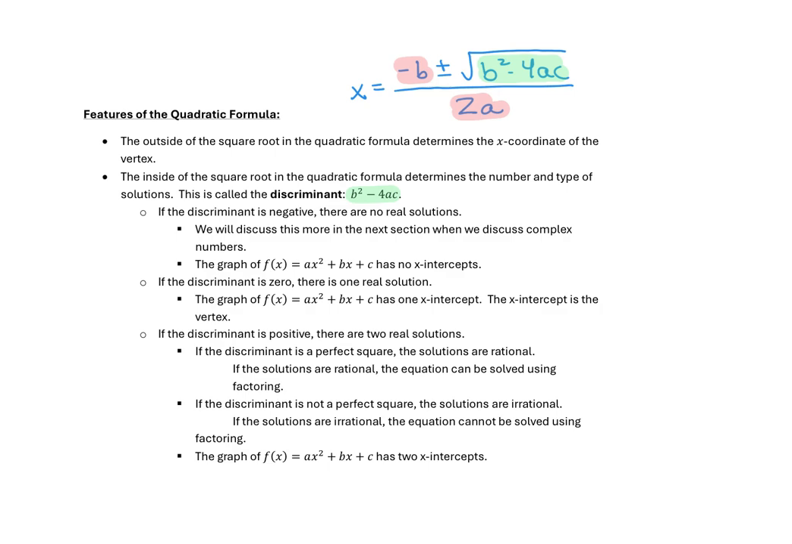The first one we're going to look at is if the discriminant is negative. If the discriminant is negative, there are no real solutions. And why is that? We cannot take square roots of negatives in the real number system. And so if we have no real solutions, then we also have that the graph has no x-intercepts.